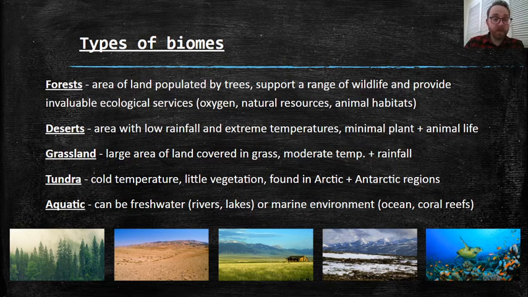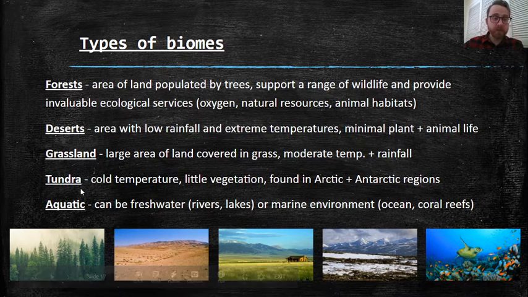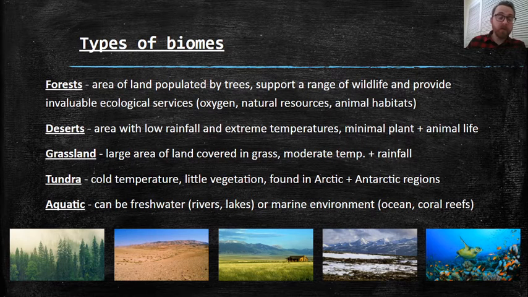Tundra is a very, very cold environment. So we've got pictures of these down the bottom, really. So we've got forests, deserts, grassland. That's what a tundra environment looks like. So it's cold, very little vegetation because the temperatures won't allow for lots of trees or plants. And you'll find those sort of environments in northern Russia, northern Canada. You'll find them in the Arctic and the Antarctic regions. And then you finally have aquatic environments. Just like with forests where you can have different types of forests, like tropical and temperate, you can have different types of aquatic environments.